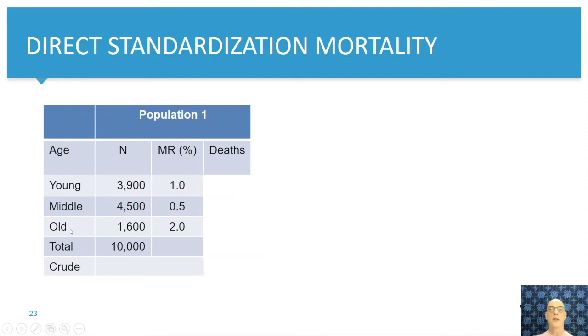And assume that we know the mortality rate, so 1% of the young die within a year, 0.5% of the middle-aged persons die within a year, and 2% of the old persons die in a year. That would give us 39 deaths in 1 year in the young population, 22 in the middle, and 32 in the elderly population. And altogether, that would make 930 per 100,000 per year.